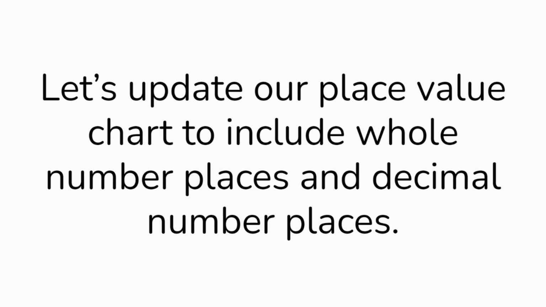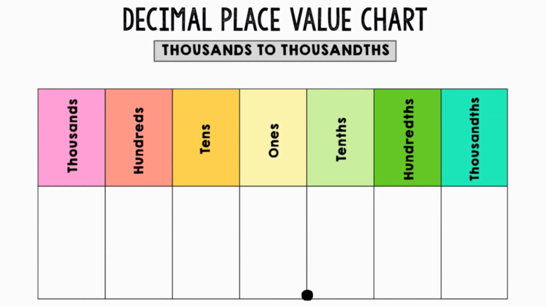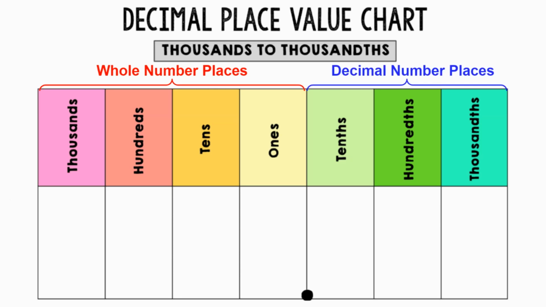And so what we need to do is update our place value chart, and we're going to include decimal places and whole number places. So here's our new chart, and here are some whole number places. Okay, we've got ones, tens, hundreds, thousands. And then over on the right side, we now have some decimal number places.